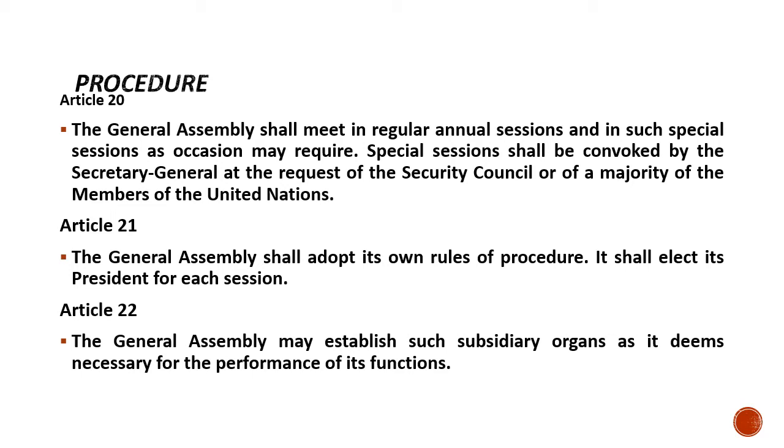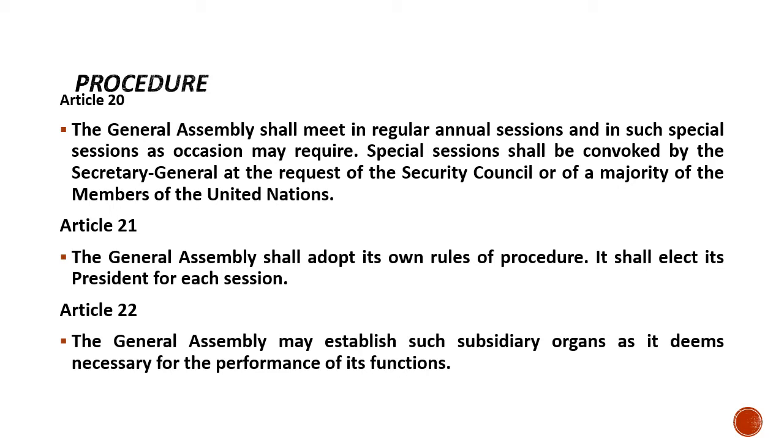Article 21. The General Assembly shall adopt its own rules of procedure. It shall elect its president for each session. The General Assembly will adopt its own rules and procedures, which are further mentioned in the United Nations Charter, and by following them, elect their president.